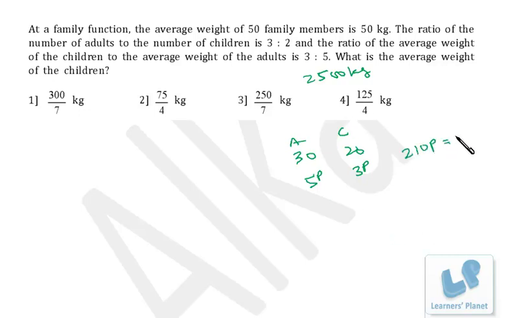210 parts is 2500, but we have to find out the average weight of children, that means 3p, right? So I just write 3 over here and divide 70 over here. So 3p is 250 by 7 kilogram, as simple as that. Okay, I hope you are clear.